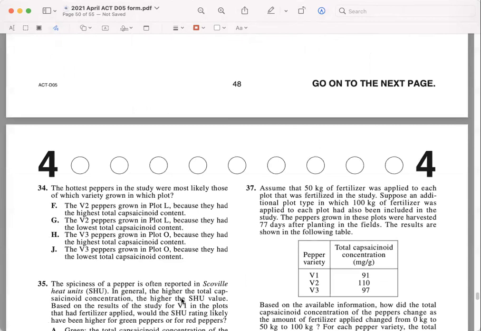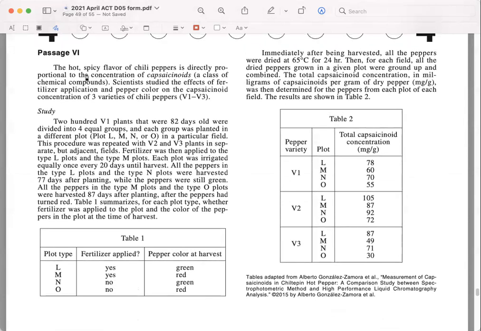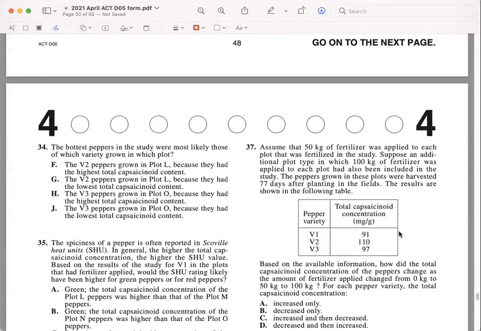The hottest peppers in the study were most likely those of which variety grown on which plot. So the hotness is directly proportional to the concentration. So the hottest was obviously this one. It's the highest. So it was V2 and L. So this was the V2 peppers grown in plot L because they had the highest total capsaicinoid content.